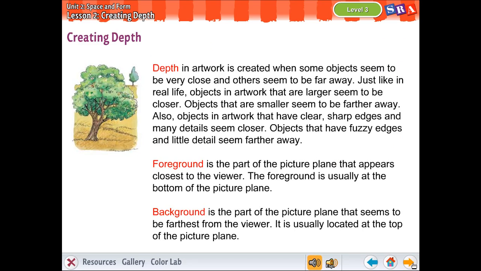Creating depth. Okay, some of you guys are probably wondering, what is she talking about? Depth, the red word, depth in artwork, not death, depth, is created when some objects seem to be very close and others seem to be far away. Just like in real life, objects in artwork that are larger seem to be closer, and objects that are smaller seem to be further away. Also, objects in artwork that have clear, sharp edges and lots of details seem to be closer, and the things that are far away are kind of fuzzy and don't have a lot of details.